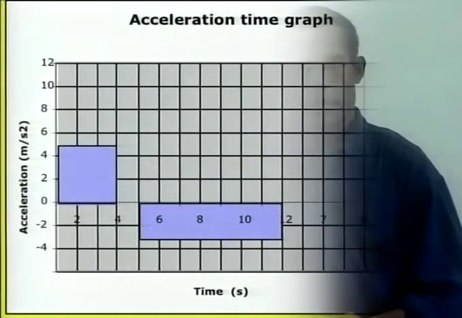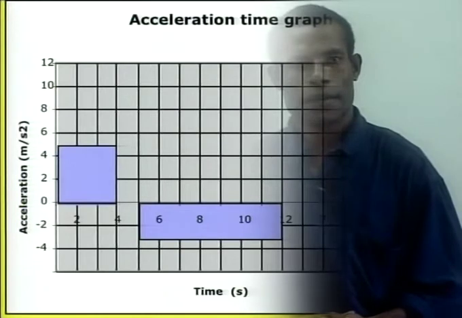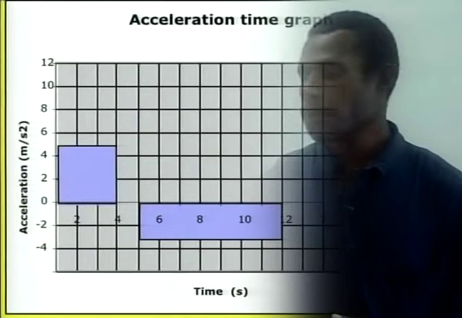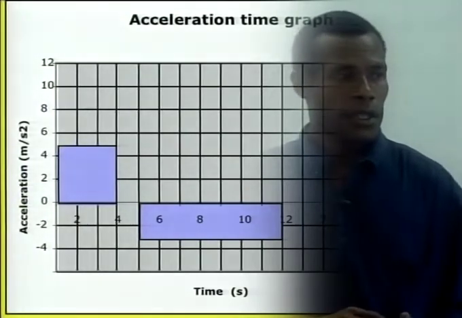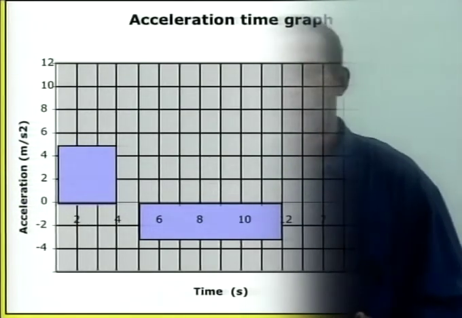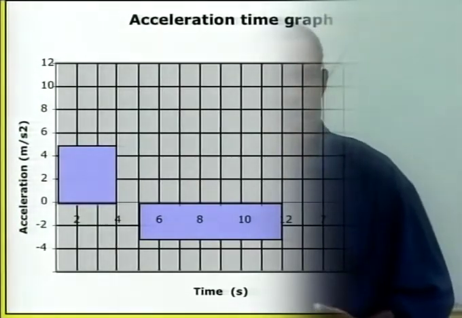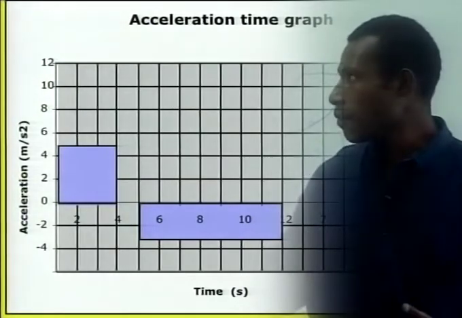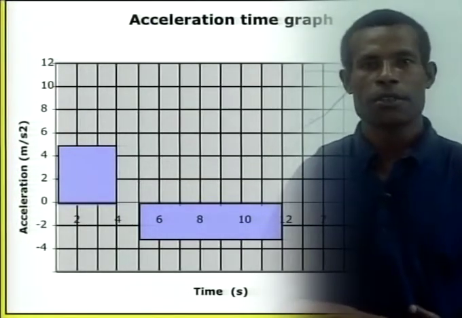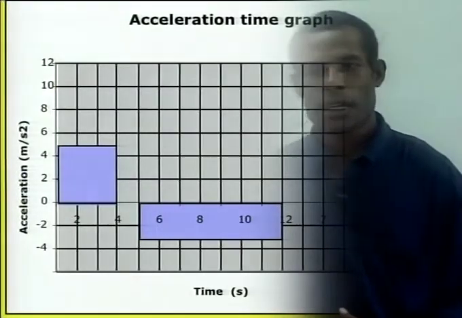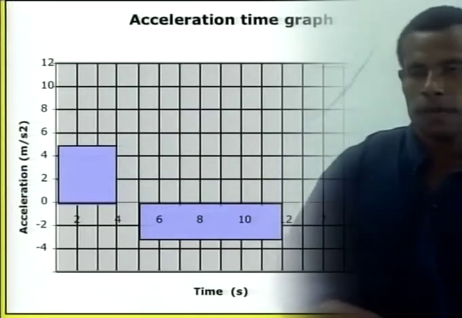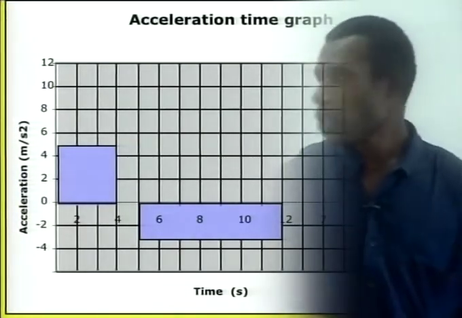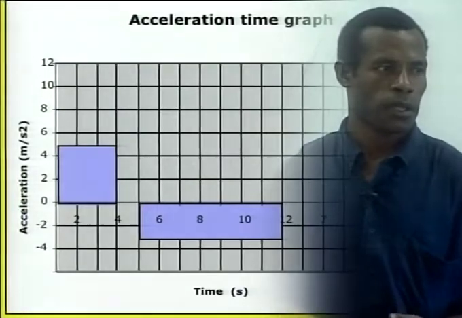All right, this is another kind of graph for motion, and that is the acceleration time graph. Acceleration is on the vertical axis, and then you have the time. This information on the acceleration time graph can be taken from the velocity time graph, or let's say speed time graph. So from this you can be able to plot these.